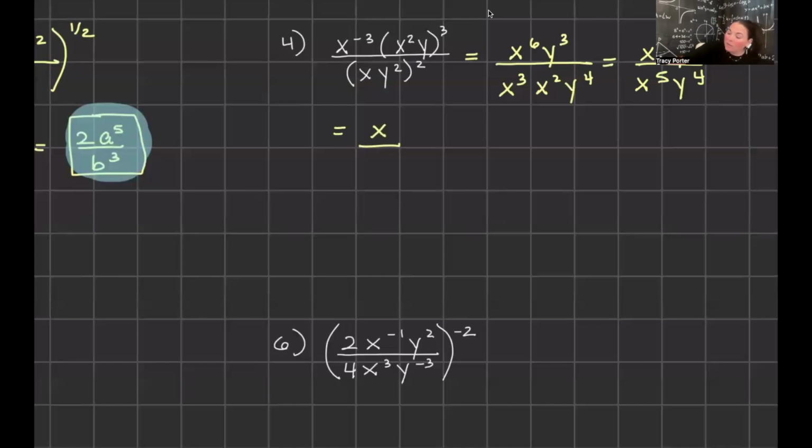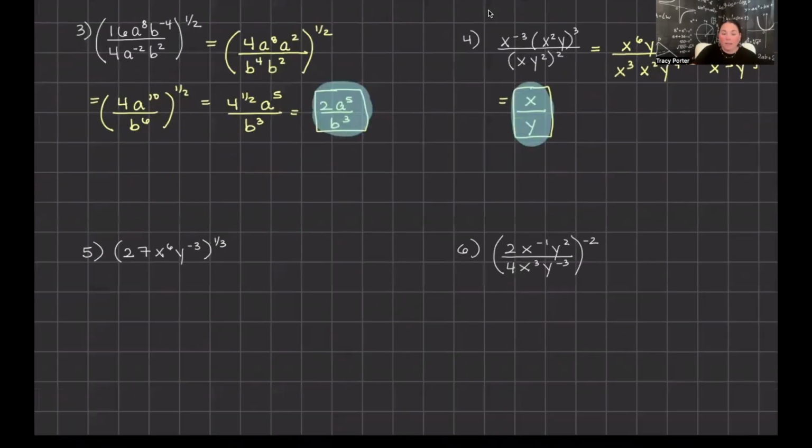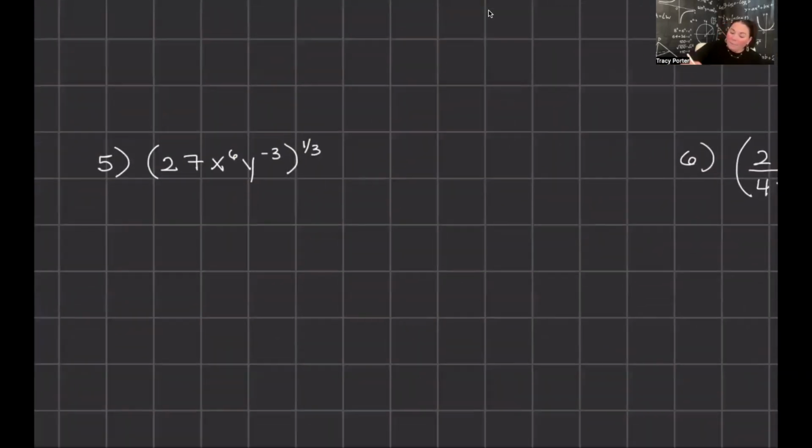And then here you can think of this a couple ways. If the power is larger in the bottom, then your variable is going to be in the bottom. But you could also think of it as 3 minus 1, which would be negative 1, which is going to move it down to the denominator as y to the 1. Okay, so there's number 4. So we have a couple more, and then you can practice on your own.